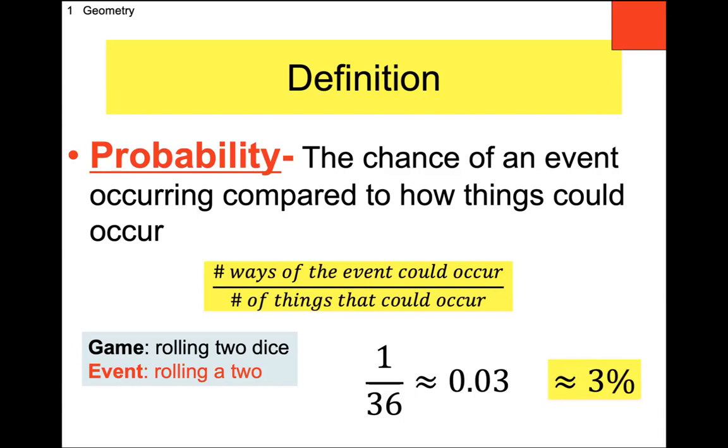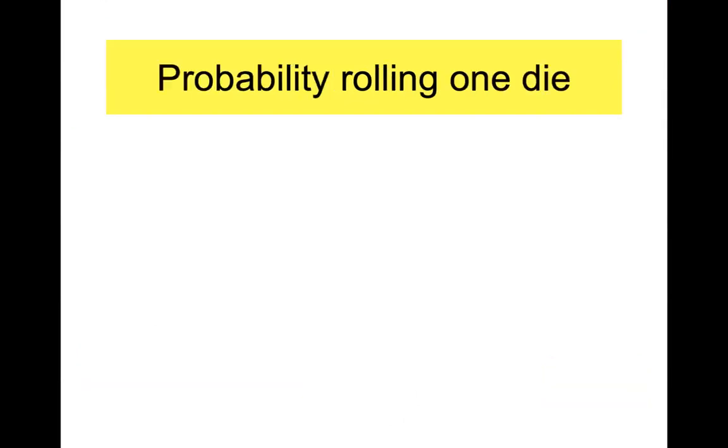In other words, you roll a 2. So that's pretty low probability. So the likelihood of getting a 2 is very low. All right, how about we restrict ourselves so we can make the math a little bit easier? How about we restrict ourselves to one die?